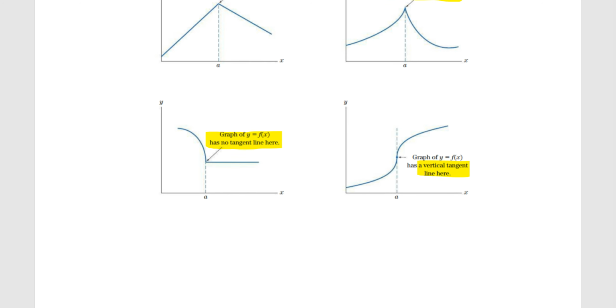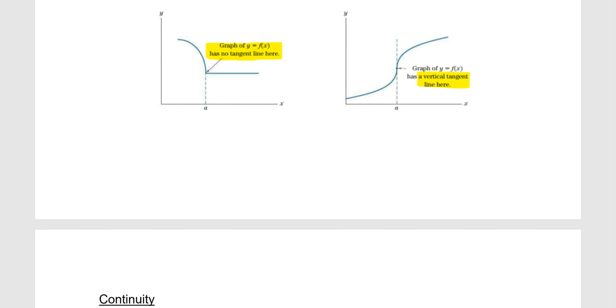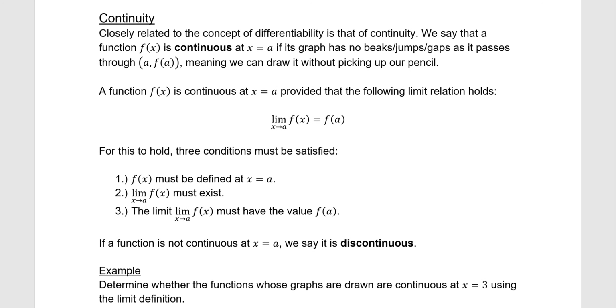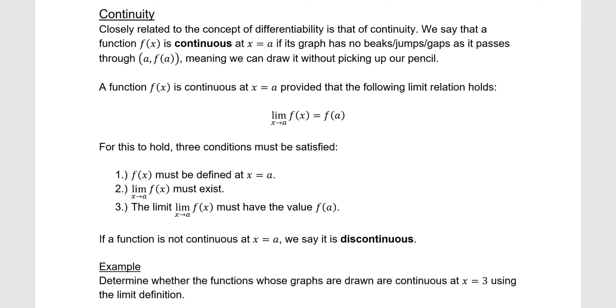Okay, so those are the two examples of graphs that would be non-differentiable at a point. Now for continuity. Continuity and differentiability are pretty similar, which we'll see how they're related in a second. We say that a function is continuous at a point x equals a if it has no breaks, jumps, or gaps as it passes through the point. In the simplest version, it means we can draw the curve without picking up our pencil at all. That would mean your function is continuous.